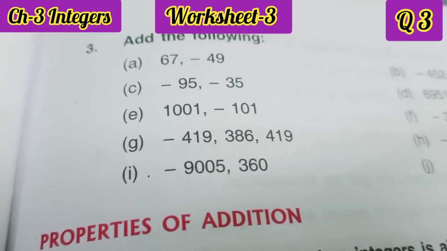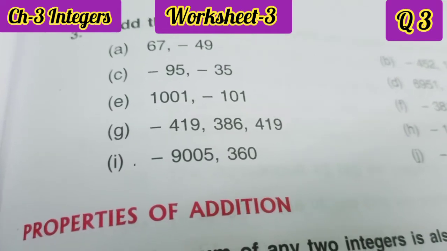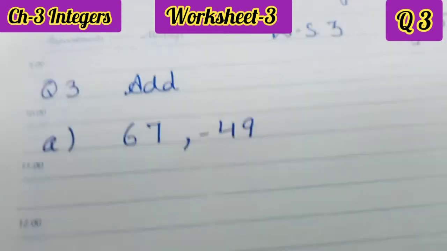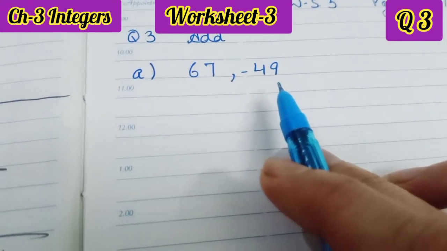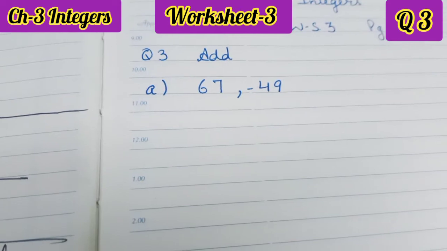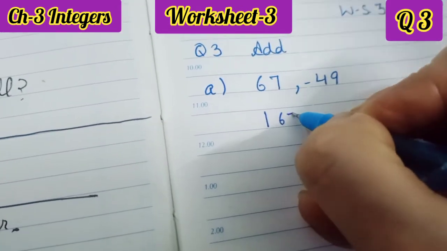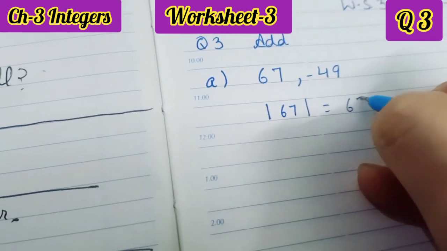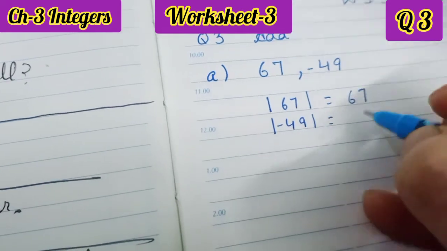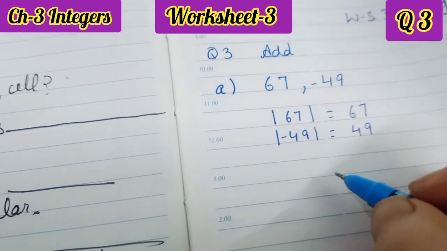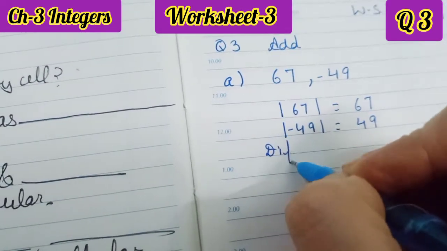Now beta, in question number 3, we have to add these integers. Here you see one is a positive integer and another one is a negative integer. So as we have done in the examples, first of all we will take the absolute value of the integers, and when we are having different signs, we will take the difference of these integers.